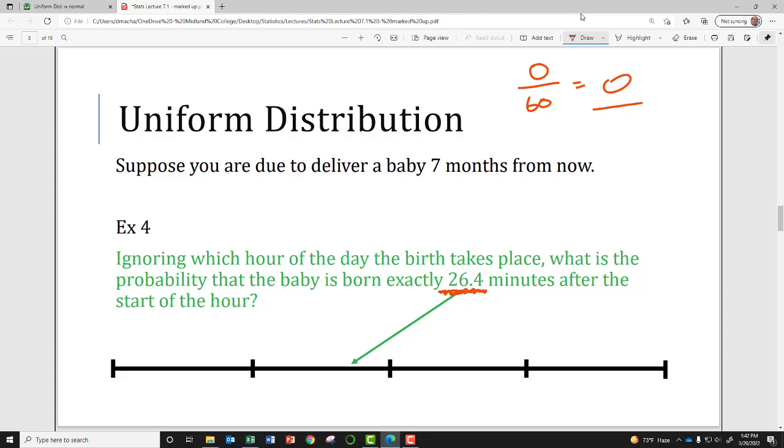Might seem a little bit weird, because you know that it's possible for a baby to be born at 5:26.4 p.m. It's certainly possible for that to happen, but the probability is 0. So this is one of the strange things that we run into with a continuous random variable that follows one of these continuous probability distributions: the probability of the variable taking on any exact value in the distribution is actually 0.